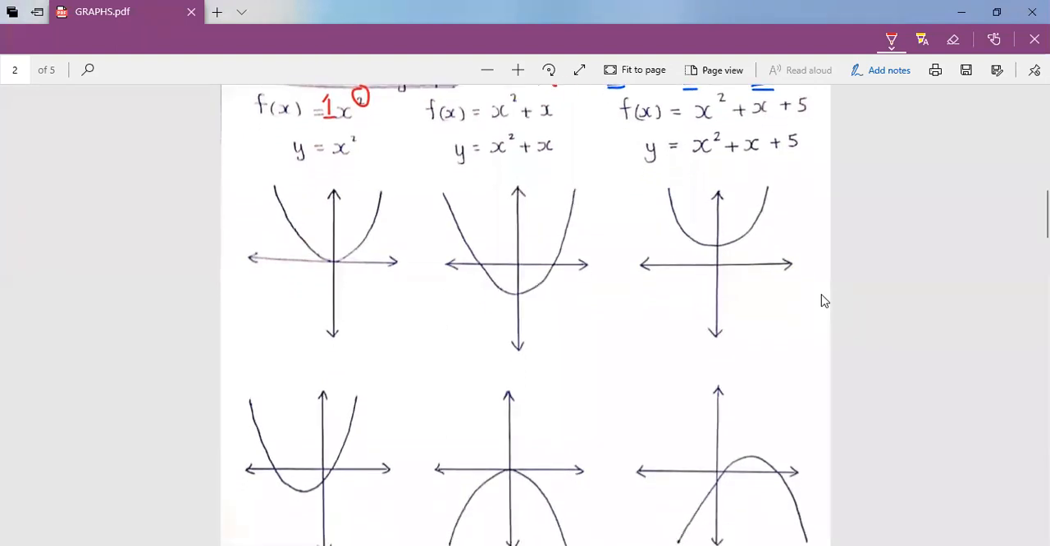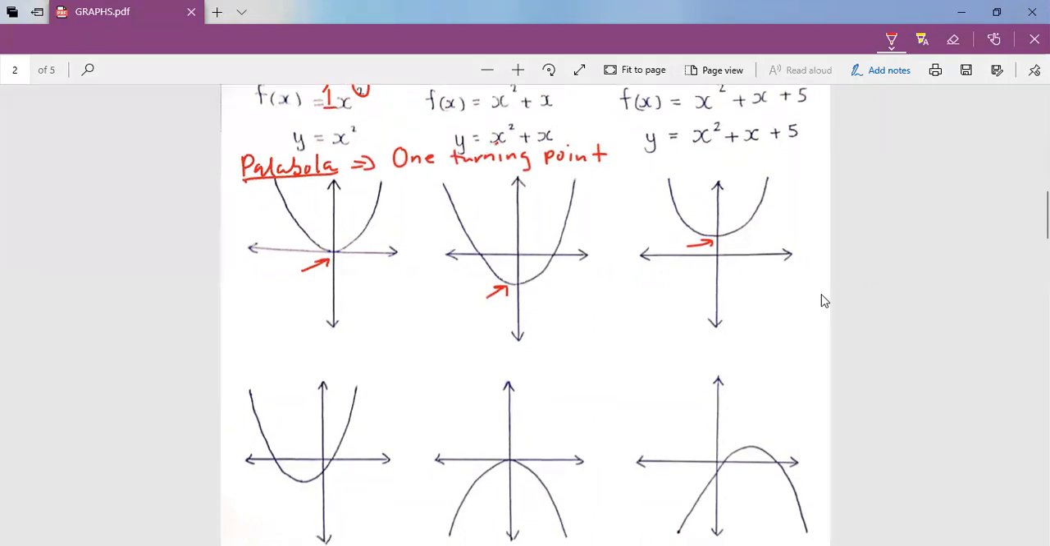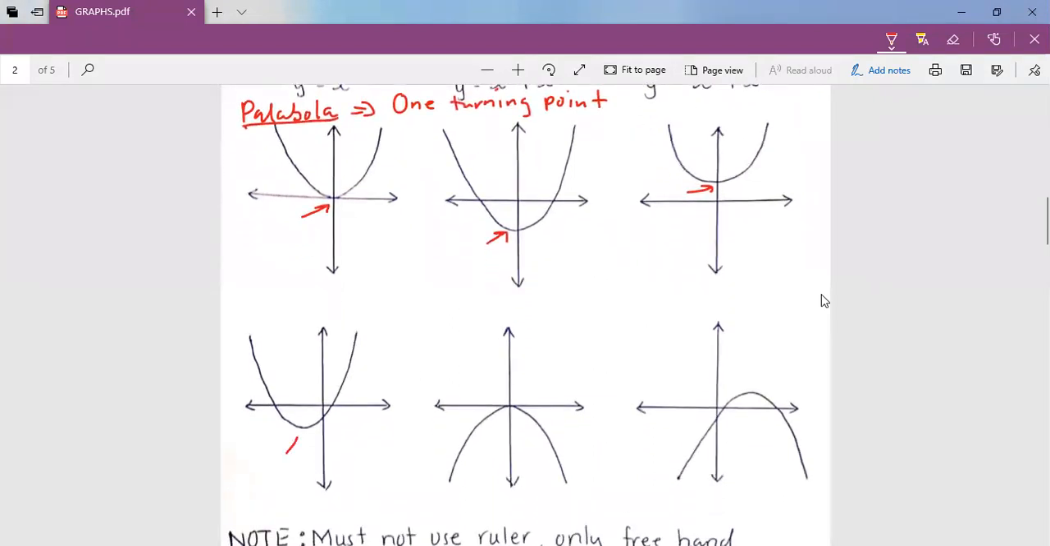So these are different natures of a quadratic graph. In other words, a quadratic graph is known as a parabola. Parabolas always have one turning point. You can see the turning point is here, and here, and there. Even this one, the turning point is here. So for all parabolas, they have got one turning point.